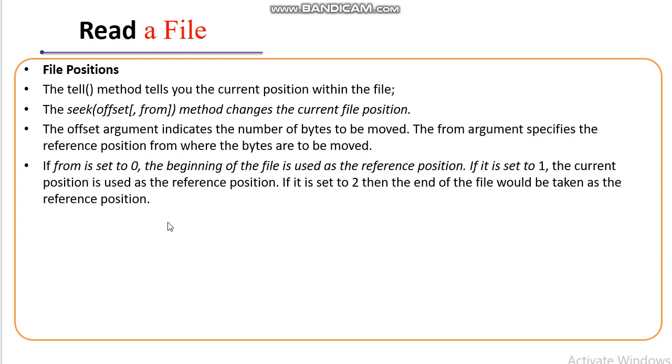Next, to read a file, we can position the file. We use different methods. The tell method tells the current position within a file, and the seek method changes the current file position. The offset argument indicates the number of bytes to be moved. The from argument specifies the reference position from where the bytes are to be moved. If from is set to 0, the beginning of the file is used as the reference position. If it is set to 1, the current position is used as the reference position. And if it is set to 2, the end of the file is taken as the reference position.